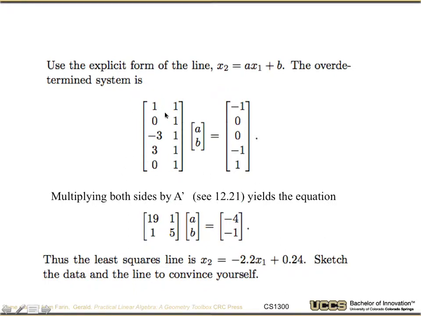So I get A prime times A, and that gives me the equation 19, 1, 1, 5, times A, B equals minus 4, 1. So that gives me my normal equation, and thus the least squares solution of this line is just to solve this with Gauss elimination, or your 2 by 2, whatever you want to solve it with. And if you want to do this, take these data points, go out and sketch them, and you'll see that this gives you the best fit to the line.